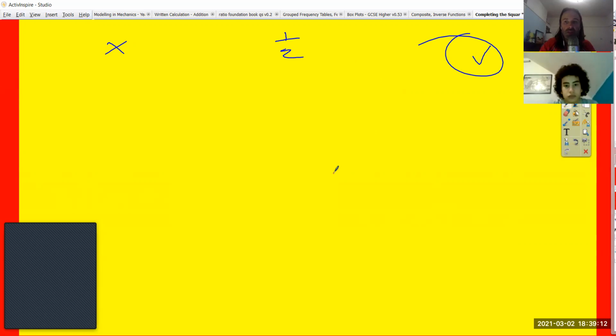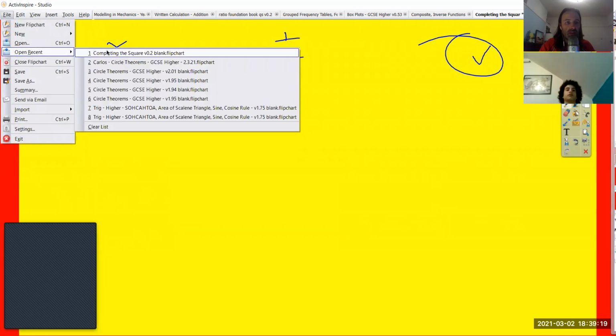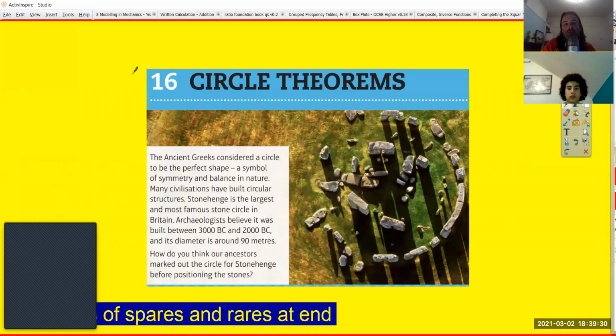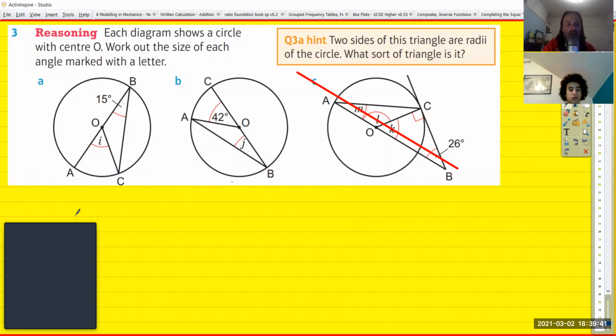Circle theorems or something else? Circle theorems. Okay. Let me just open this back up. I thought that would take longer. Circle theorems. Go with this one. Hopefully it's all right. Okay. Let's see. That'll be fine. Okay. Any idea how we do first 2?